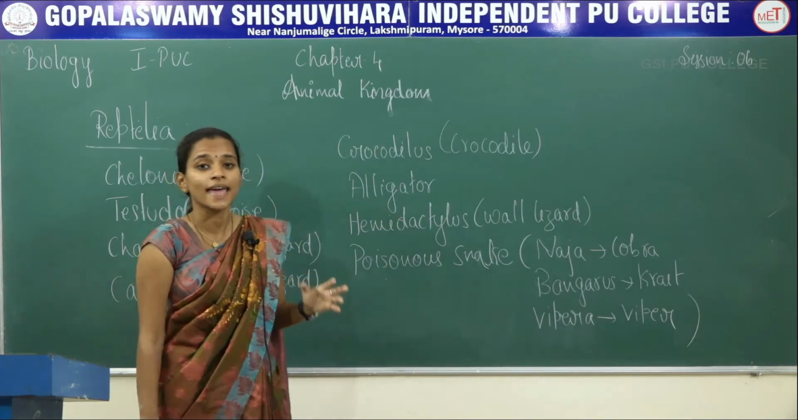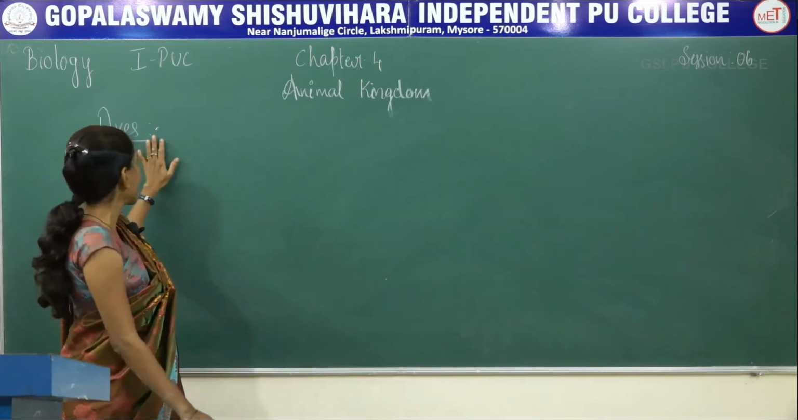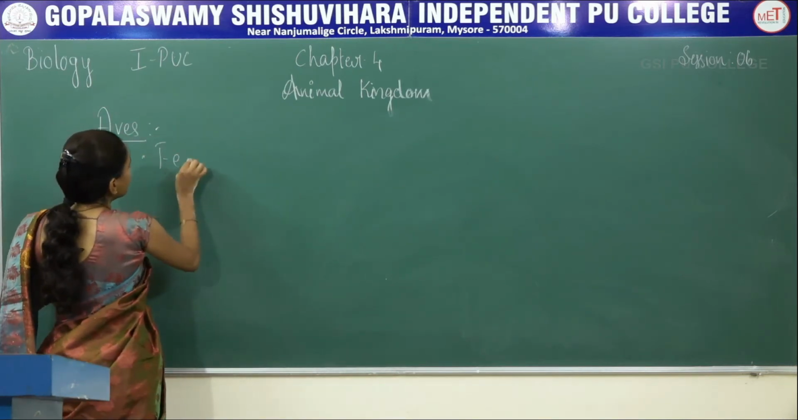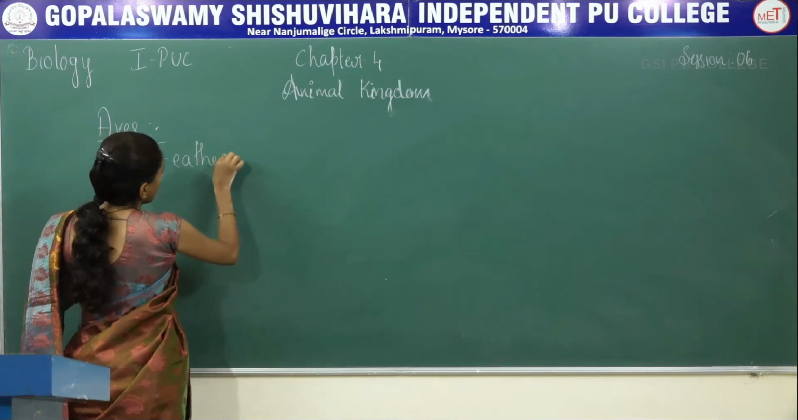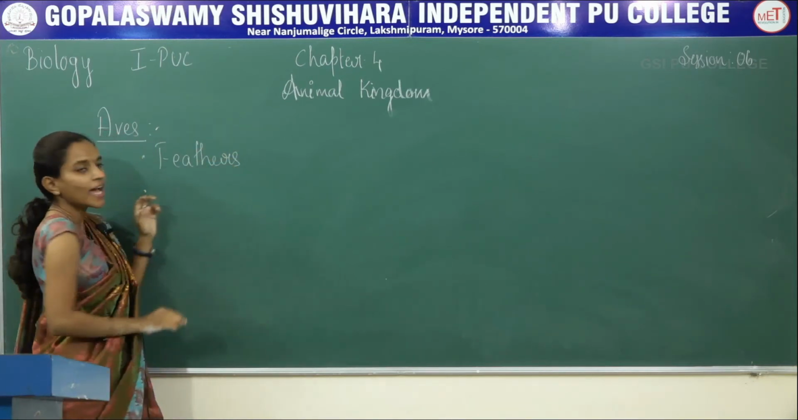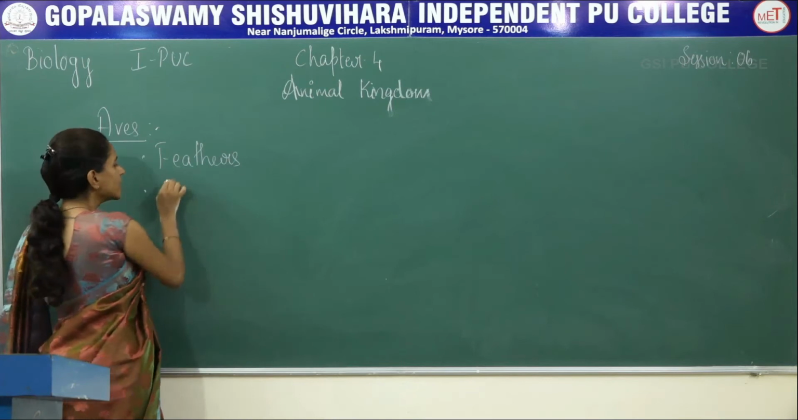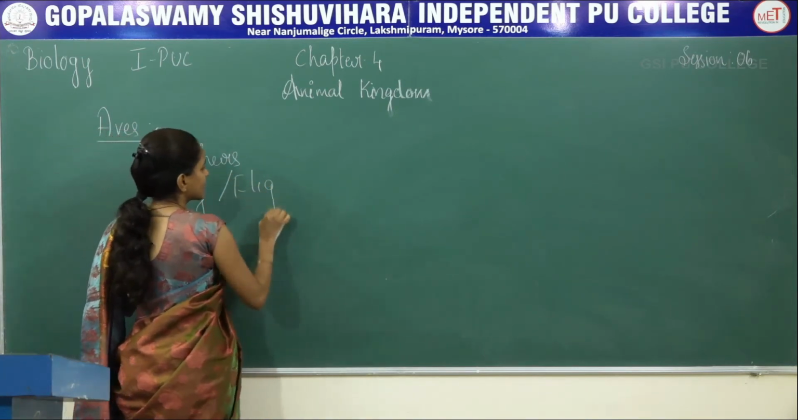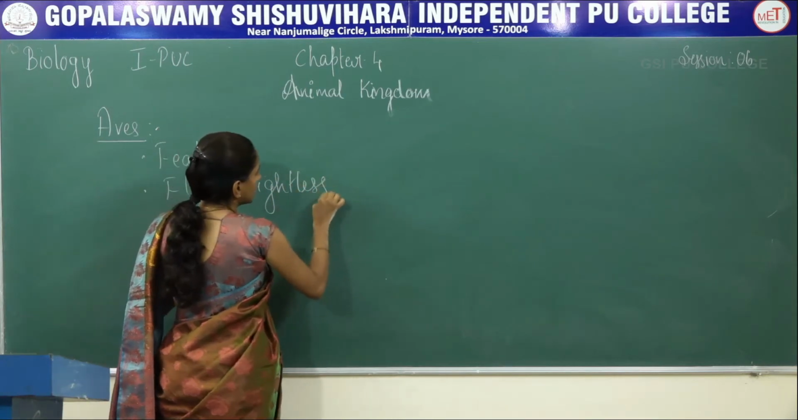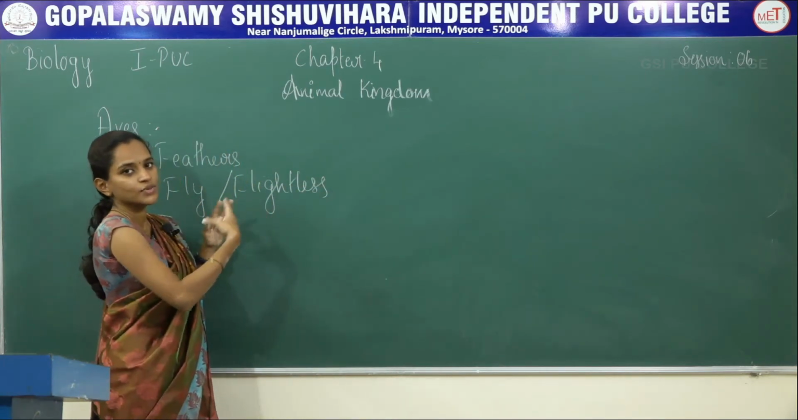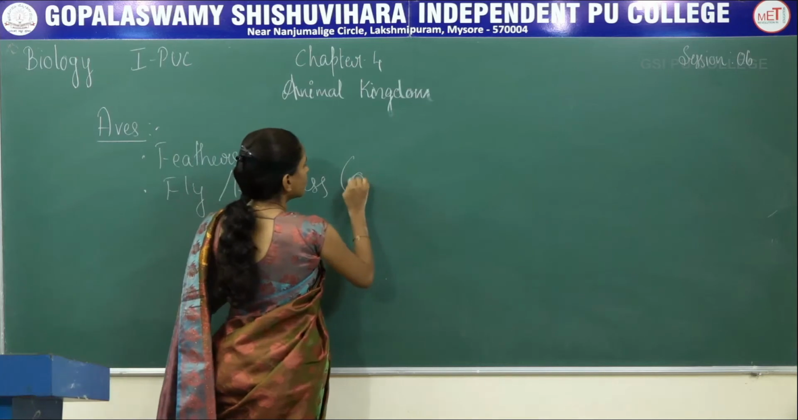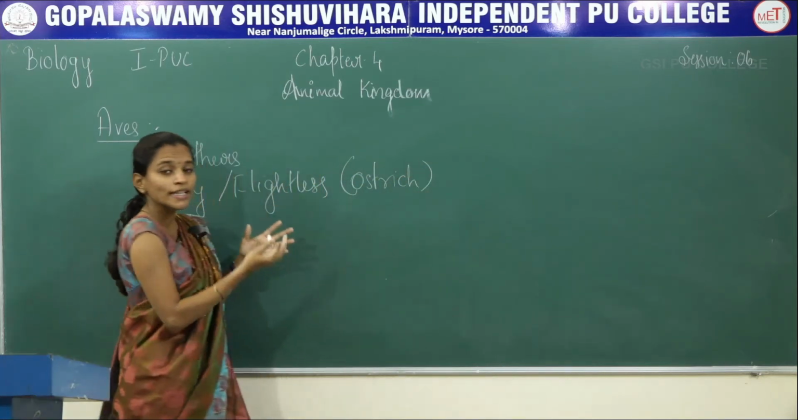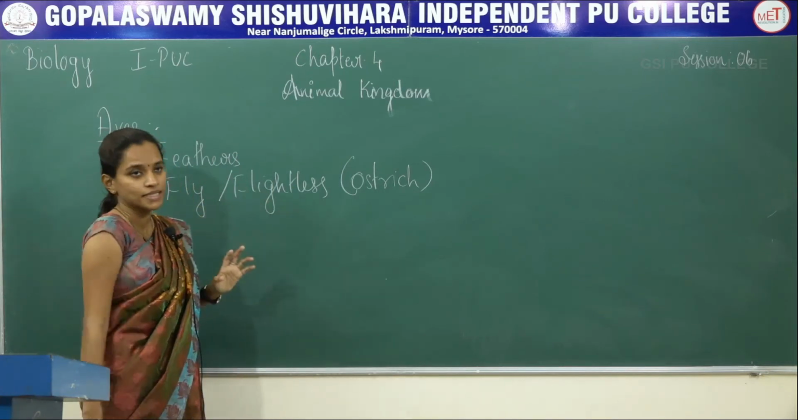Next is class Aves. Characters of Aves will be their body is covered with feathers. A special character restricted to Aves will be some of them can fly and some are flightless. There are flying Aves as well as flightless. Examples for flightless will be ostrich, emu, kiwi, all these are flightless birds.